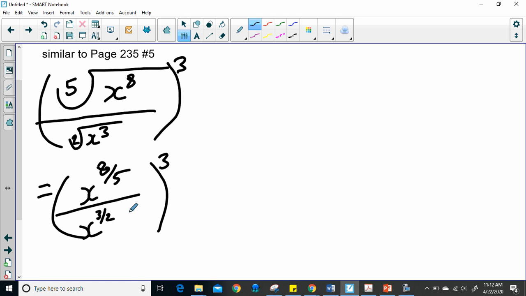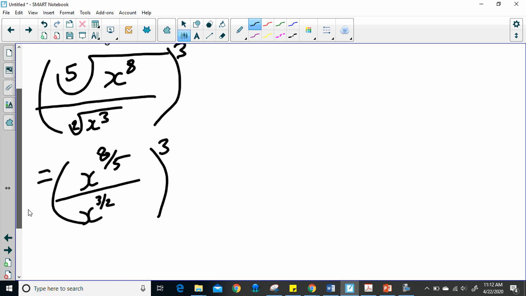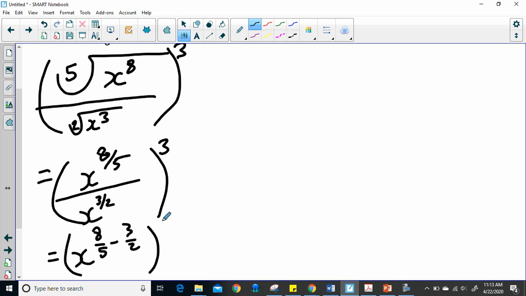So when I'm dividing, that means I'm going to subtract my exponents. Remember that rule? So that means I've got x to the 8 over 5 minus 3 over 2. All of that is still to the exponent 3. All right, let's bring it up here to finish it off.